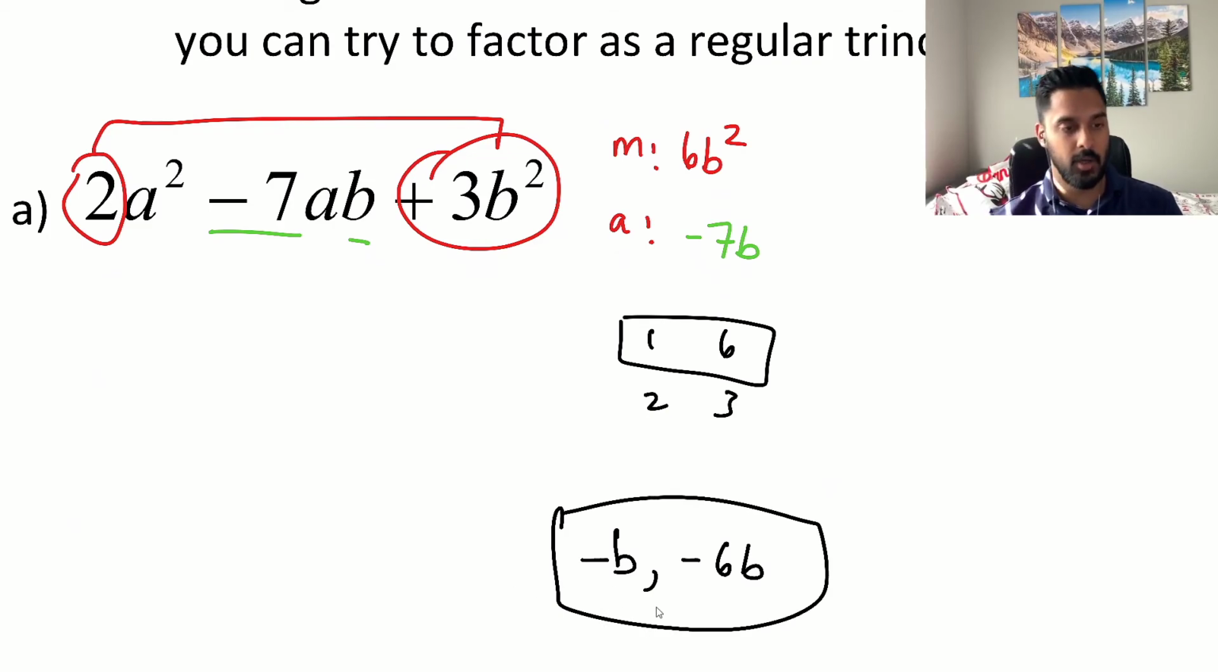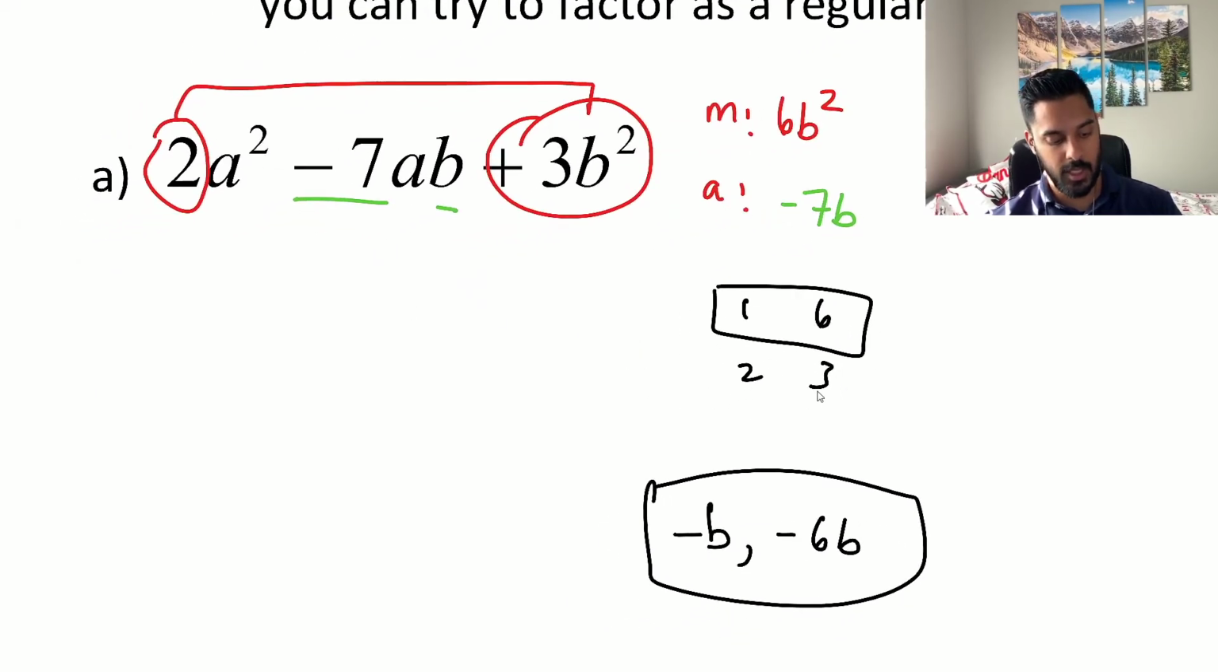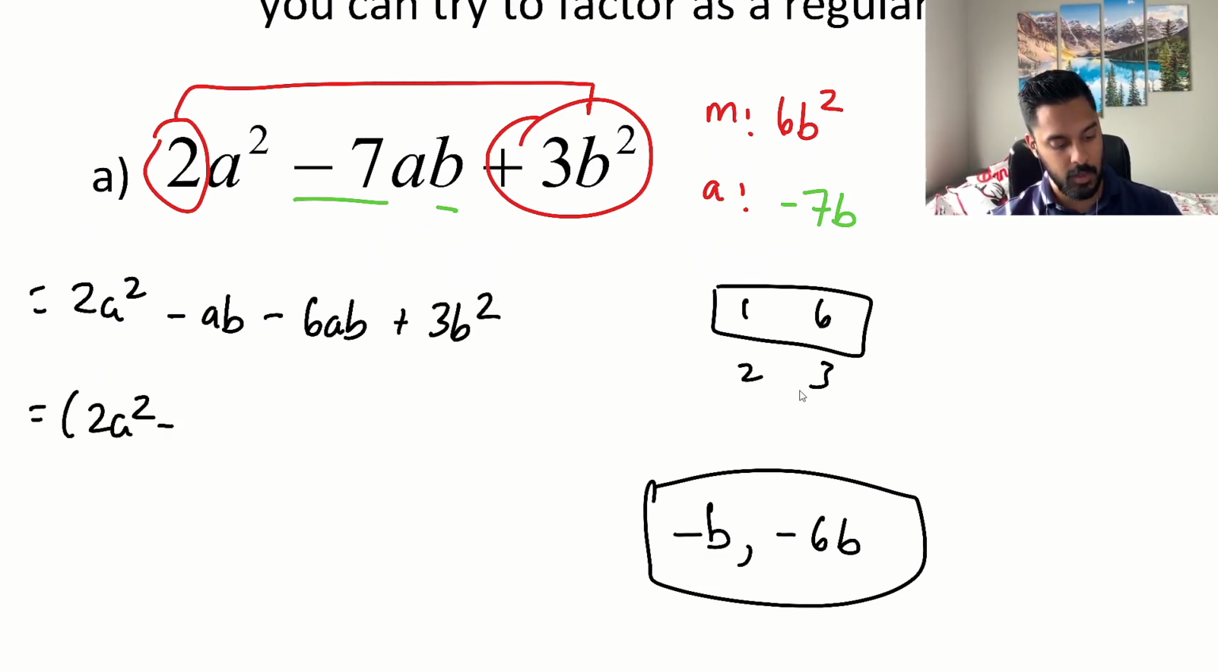So think about actually multiplying this. b times b is b squared, negative times negative is positive, and there's a 6. So it does multiply to 6b squared, and it definitely adds to negative 7b. Now we can use decomposition just like before. So 2a squared minus ab minus 6ab plus 3b squared. So my 2a squared minus ab is in brackets. Here's my minus sign this time, so again, be careful of the brackets and what your signs become. So 6ab minus 3b squared.